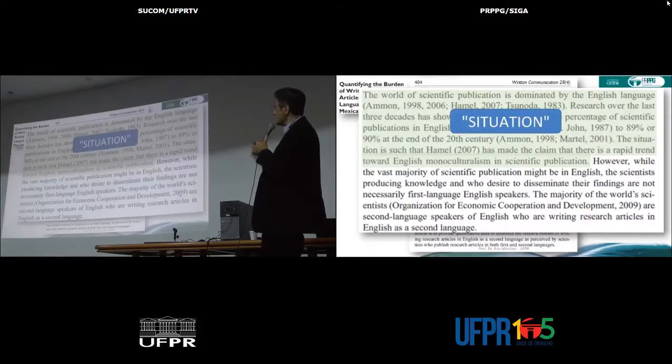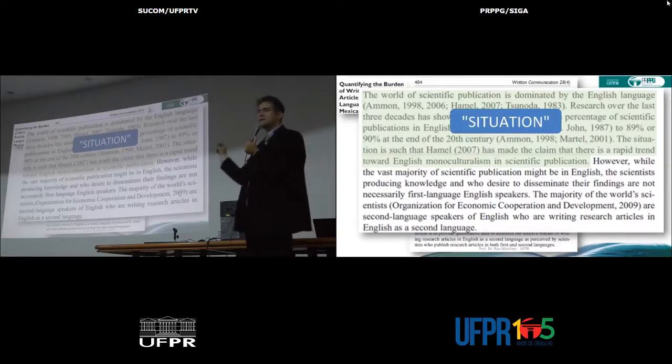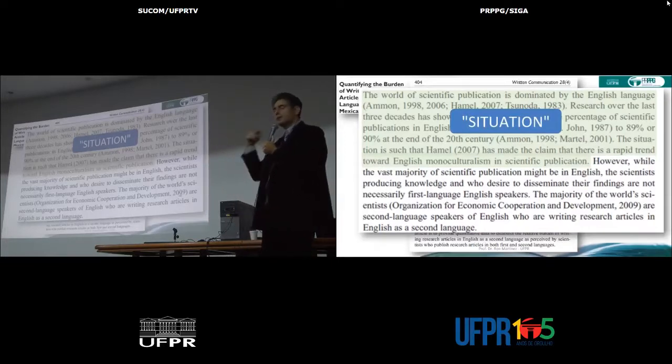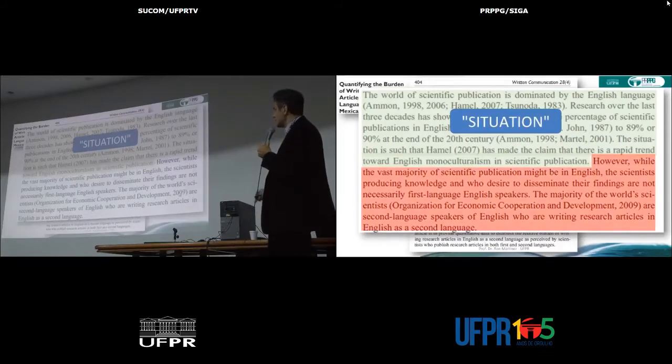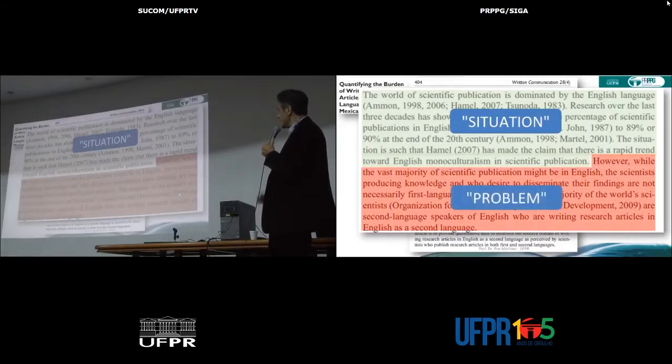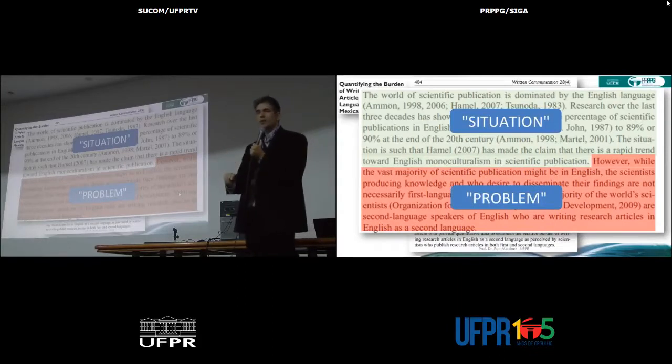However, while the vast majority of scientific publication might be in English, the scientists producing knowledge and who desire to disseminate their findings are not necessarily first language speakers. This is not move two. This is still territory. But under the problem solution scheme, you can see this here as the problem with the situation. Here's the situation, but here's the problem.